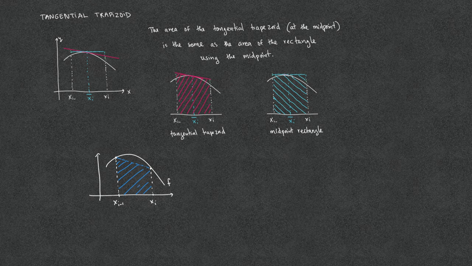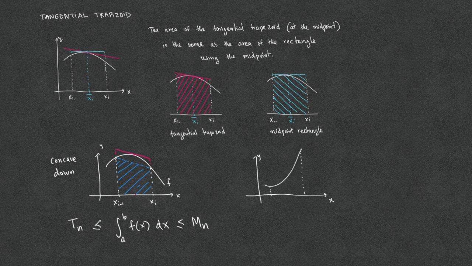This is not the tangential trapezoid, but it is the trapezoid used in estimating the area. If the graph of the function f is concave down in this interval, then the trapezoid used in estimating the area is below the tangential trapezoid, but the tangential trapezoid has the same area as the midpoint rectangle. Thus, the trapezoid rule is an underestimate and the midpoint rule is an overestimate when f is concave down.